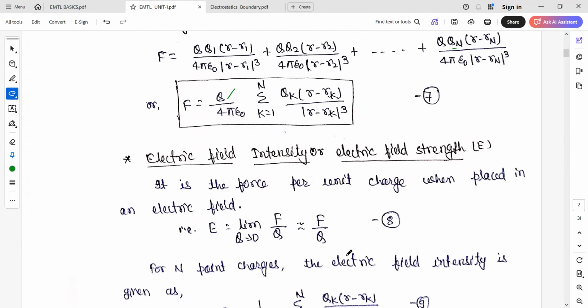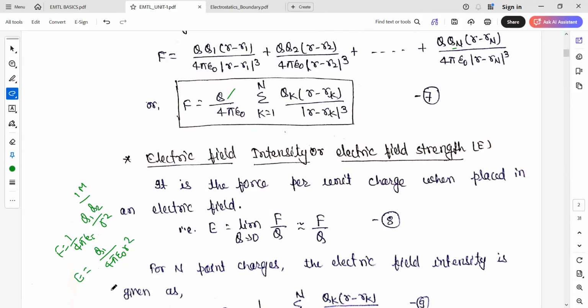Again, this can be a 1 mark question also: what is the electric field intensity? Electric field intensity is the force per unit charge. Already we have seen F equals 1 by 4 pi epsilon naught Q1 Q2 by R square. If we divide by the charge Q, finally we get only one charge in the numerator, so Q1 by 4 pi epsilon naught R square. That is the electric field intensity.